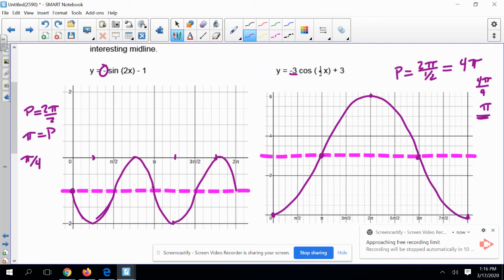There is our -3 cosine of 1/2 x plus 3 curve. Next video will be very short, just covering that very last question.